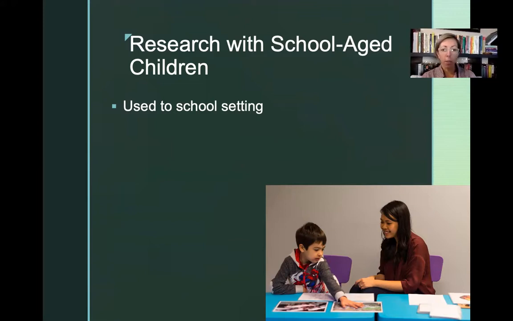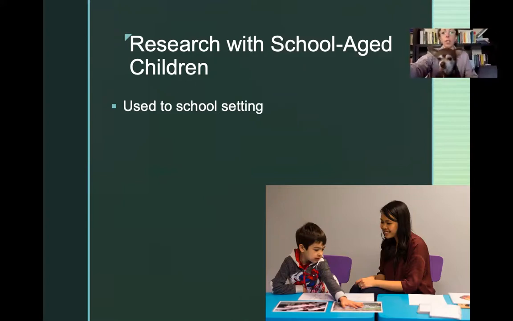So that's helpful. They may, because of this, interpret some setups as tests, right? So getting very worried about having the right answer, which can be problematic. So this is something to attend to as well.